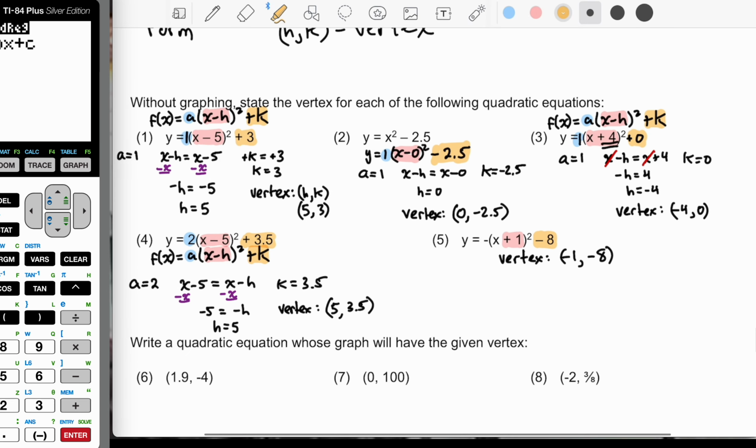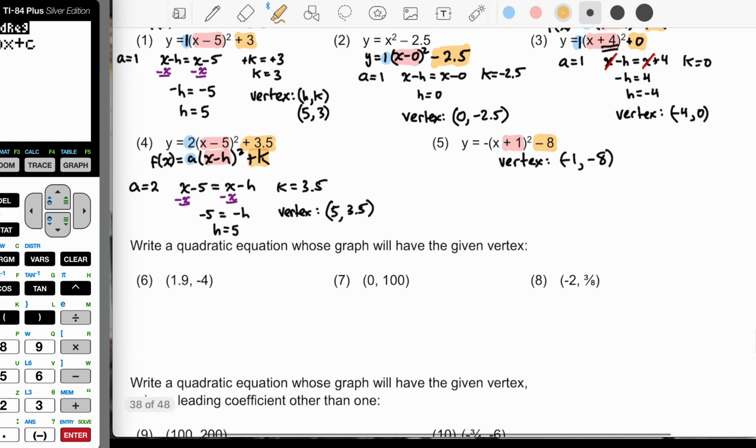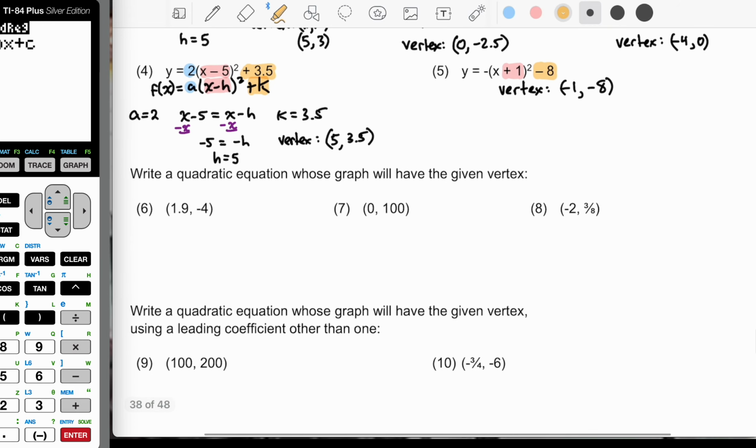You could also be asked to write an equation. 33. So you could be asked to write the equation given some information. What they're telling us here is the h and k value. They're not telling us the a value. They're saying write a quadratic equation. They're not saying write the quadratic equation, because there are infinitely many possibilities. Right? They could all have the same vertex, but with different a values. So you get to select the a value here, but then the h and k are given to you.